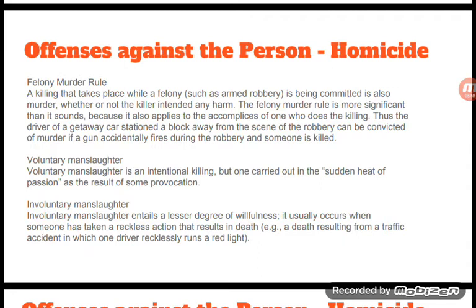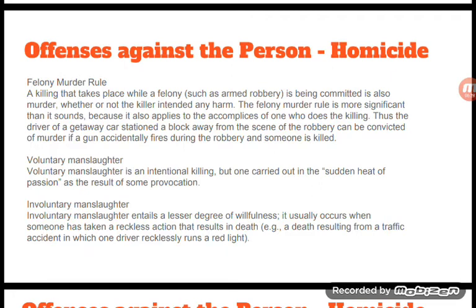Voluntary manslaughter is an intentional killing, but one carried out in the sudden heat of passion as a result of some provocation. A great one here is you come home from a long day of work and you find your partner cheating on you, and you fly into a fit of rage and kill your partner and whoever they were with. Potentially voluntary manslaughter. It was an intentional killing, but it was carried out in the sudden heat of passion.